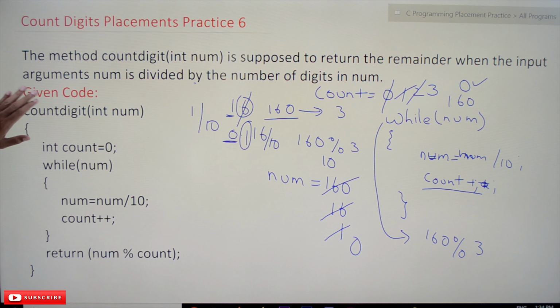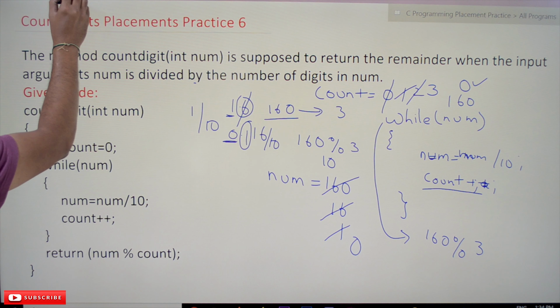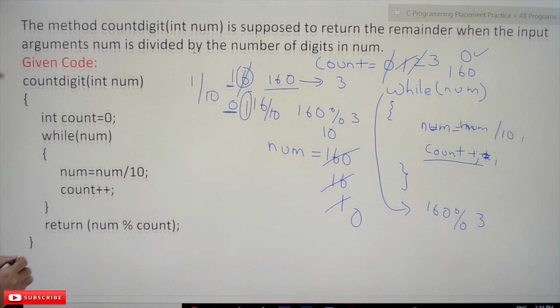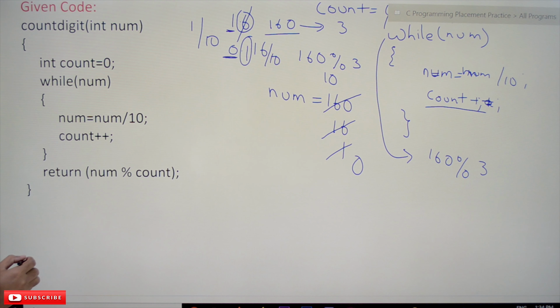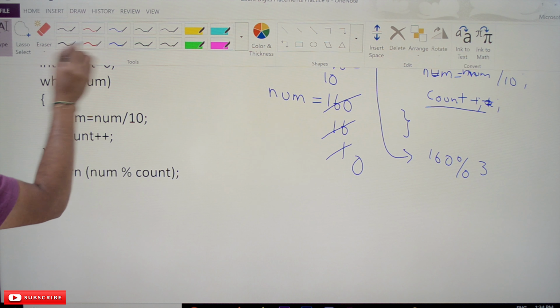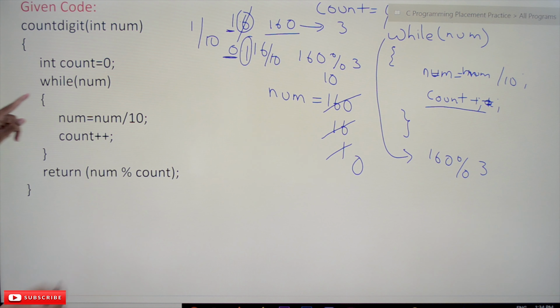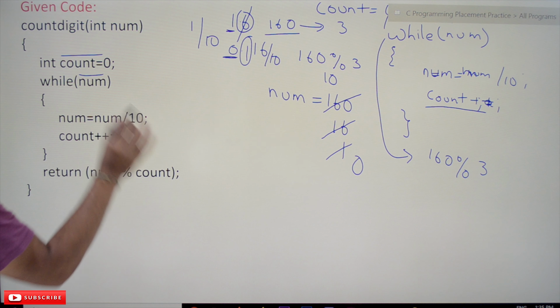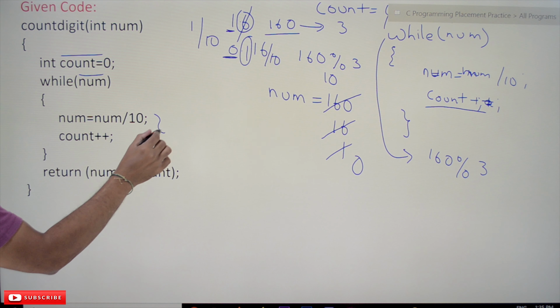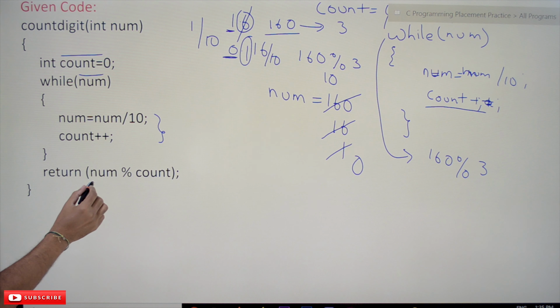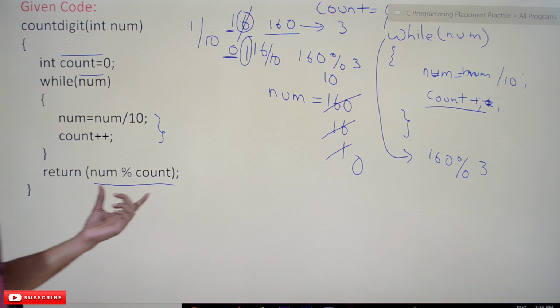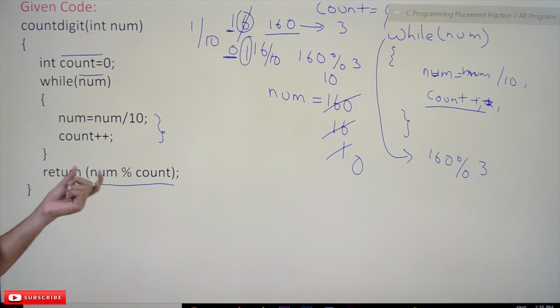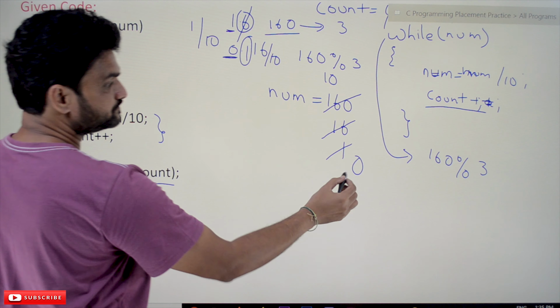Okay, let's see the code given. Here, what does the code consist of? It is having a variable called count. Okay, fine. It is num. Okay, fine. This logic is fine, and here it returns num percentage count. So this is not accepted because now the value of num is 0.